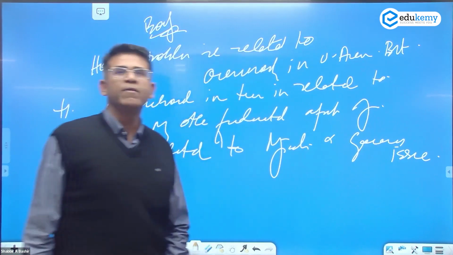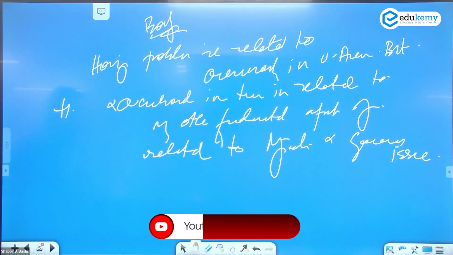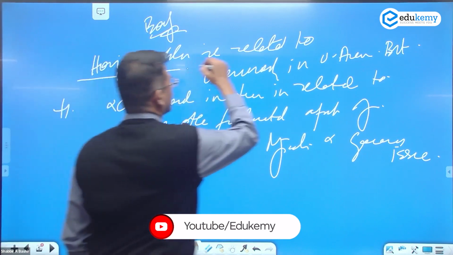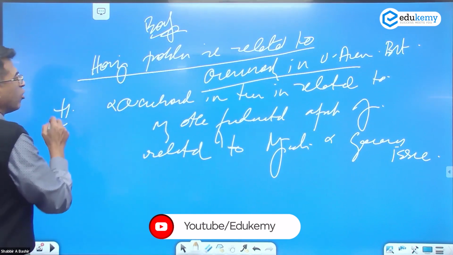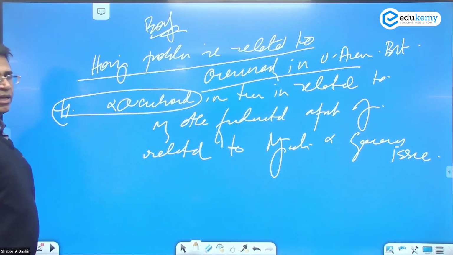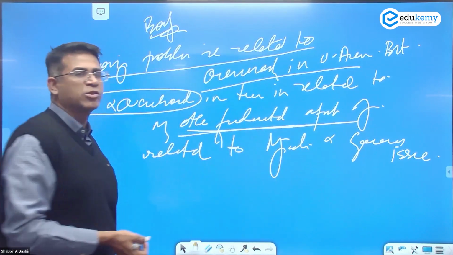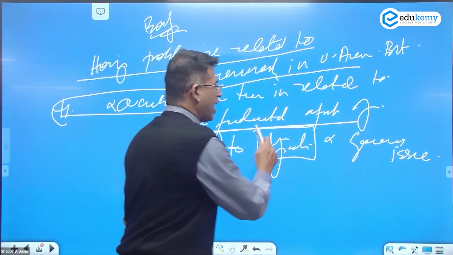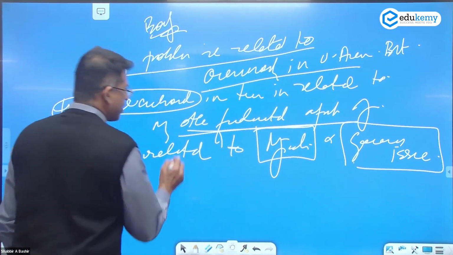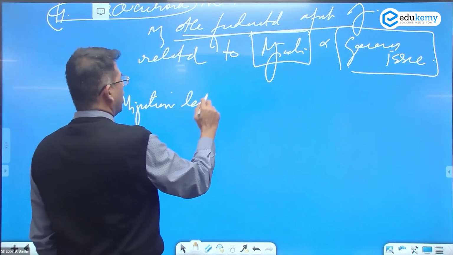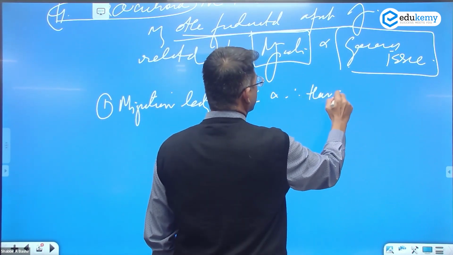बना आंसर आपका? The housing problems are related to overcrowding in urban areas. So I agree with this sentence. यही आपका question था. But what I'm saying is, ये जो housing overcrowding dimension है, this is related to many other fundamental aspects of migration and governance issues. ठीक है? So point number 1, migration leading to overcrowding and therefore housing shortages.